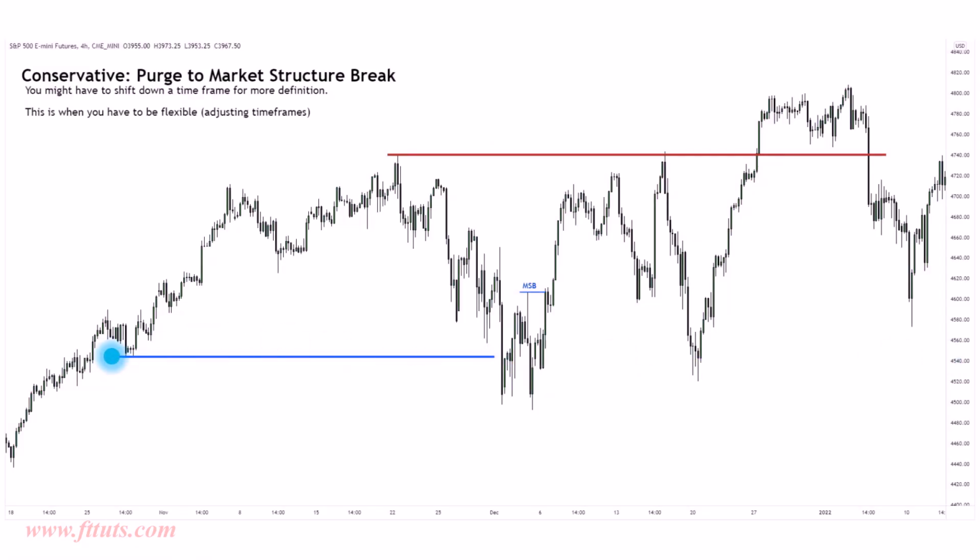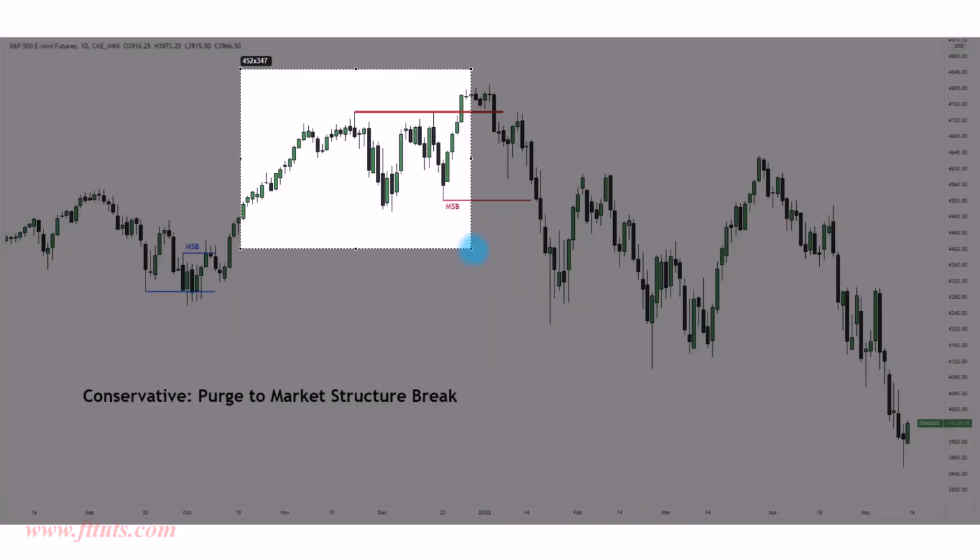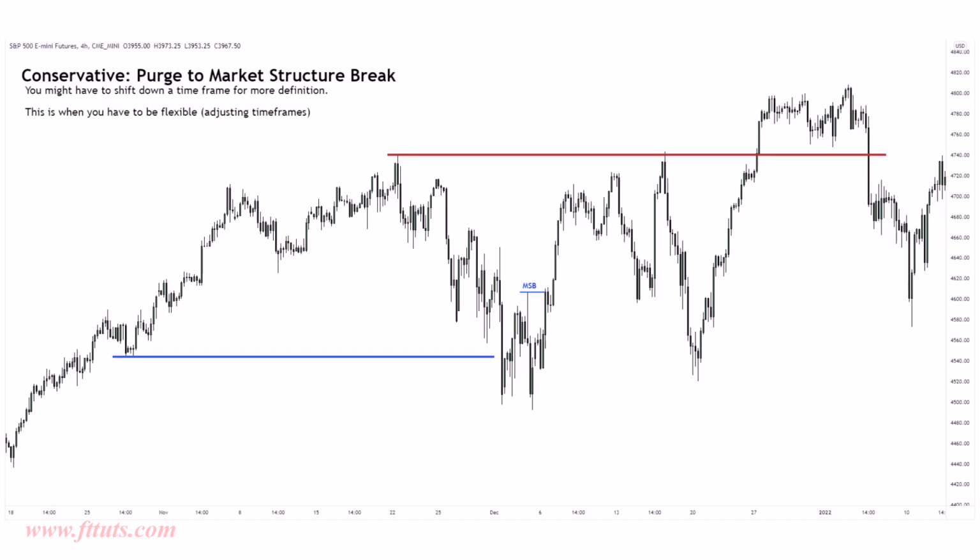So here, for instance, was this low right here, but we don't see a high we can consider as a market structure break here. There's no highs here we can consider. So this is when we shift down a time frame into the 4 hour for more definition, and that's what I did here. I shifted down, and then you can see since we went down a time frame, we can see more swing highs and more swing lows. So when price did take out that low, we can see that's a clean market structure break. And then you'll be waiting for an entire retracement.